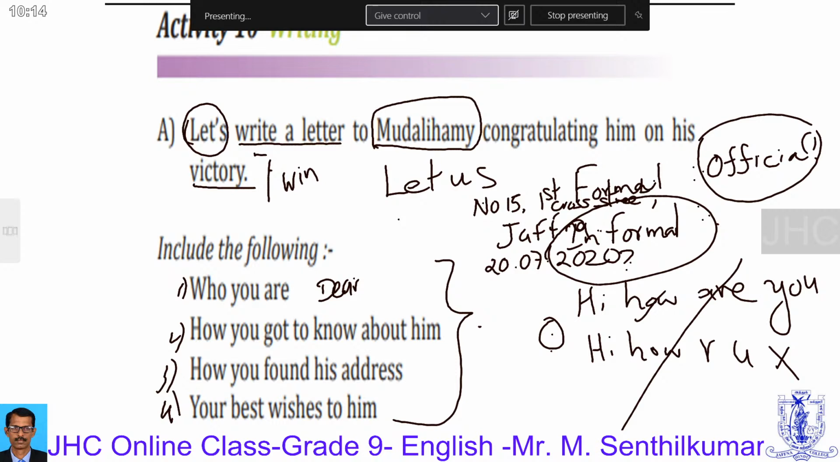Can you understand letter writing, how to write it? First, the address in this format, then "Dear Mudalihami". If you put any other name, you get fewer marks. Only if you put "Dear Mudalihami" do you get 1 mark. These are the guidelines.